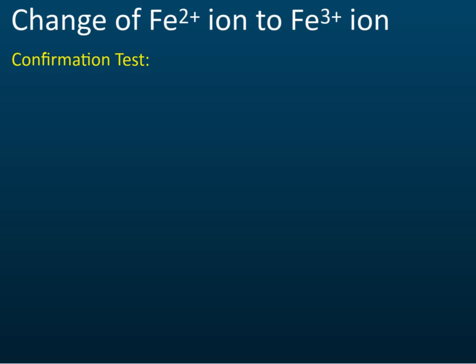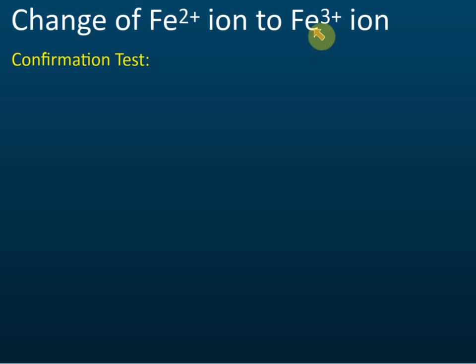Okay, confirmation test. Just now, we learned that the iron 2 ion changed to iron 3 ions in the reaction and it undergoes oxidation. Now, to confirm this, we need to do a confirmation test. Just now, we only told from the change of the color. We said green color to brown color, so iron 2 changed to iron 3.